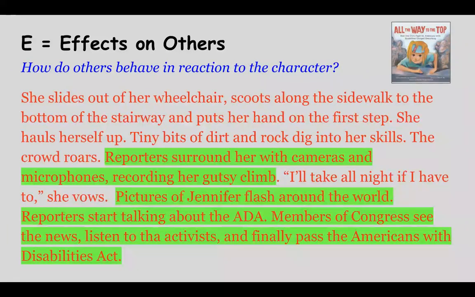And then, of course, the character will have effects through what they do and say on other characters around them. And when we get back to that story all the way to the top, as the young girl was climbing the stairs, Jennifer, we could see that people were responding to her behavior. They were responding to her action. So sometimes you'll see that action is connected to the effects on others, and that dialogue or the spoken words are also connected to the effects on others. So go ahead and read this one, pause the video, and you'll notice that the green highlighting is specifically the effects that Jennifer has on people around her.